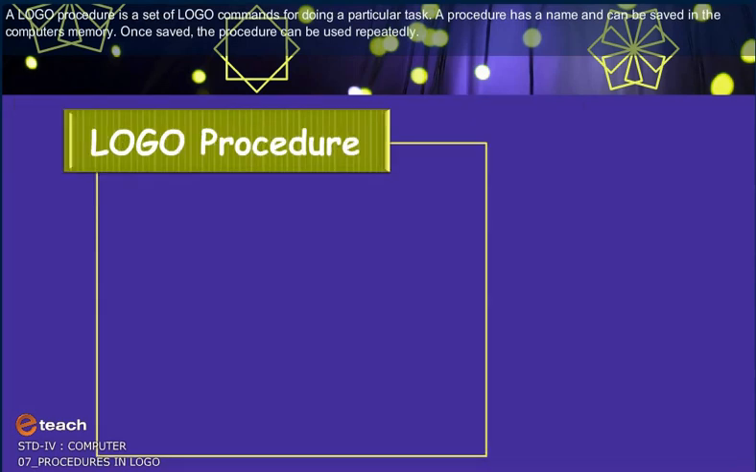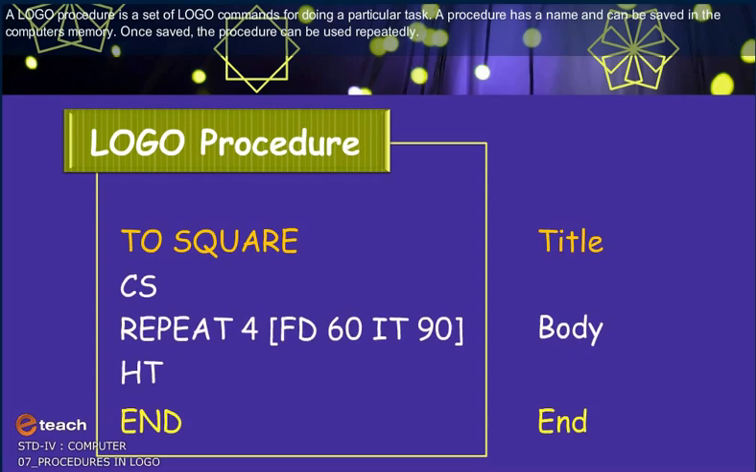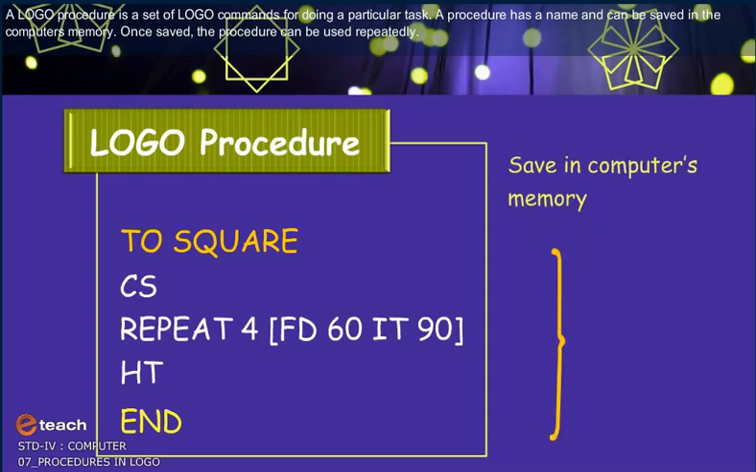A Logo procedure is a set of Logo commands for doing a particular task. A procedure has a name and can be saved in the computer's memory. Once saved, the procedure can be used repetitively.